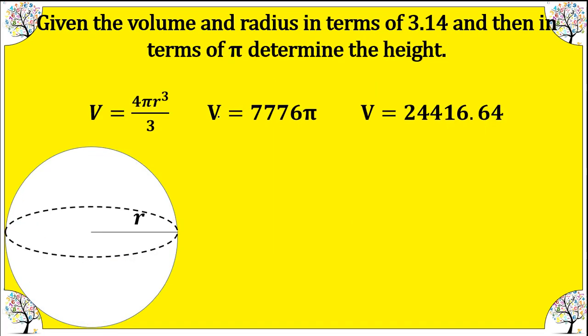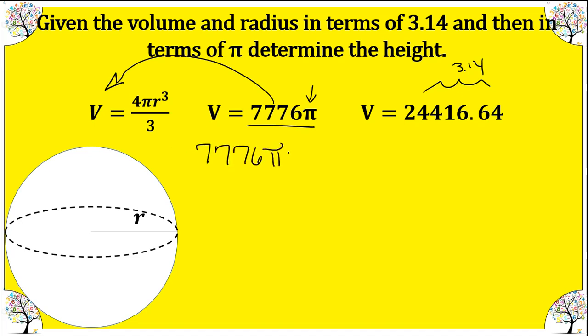Now they're going to give us the volume, and we're going to find the radius. We're first going to do it in terms of the symbol pi, and then in terms of 3.14. So volume is given, so I'm going to replace V with 7,776 pi is equal to 4 times pi times some radius cubed divided by 3. So the first thing we're going to do, there's nothing to multiply, so we're going to undo division. R was being cubed, then multiplied, and then divided. So we're going to undo the division first by multiplying by 3.